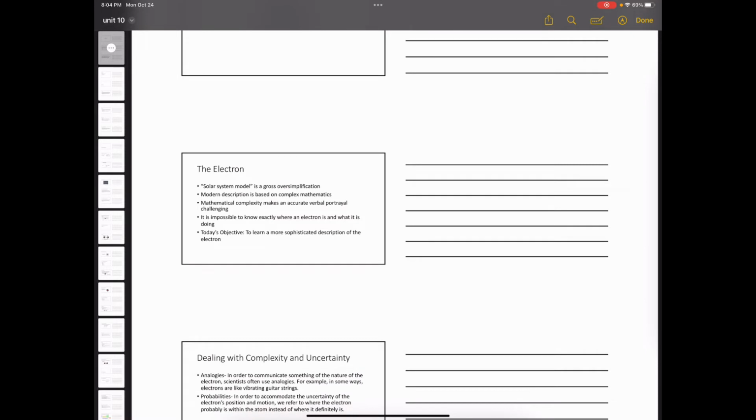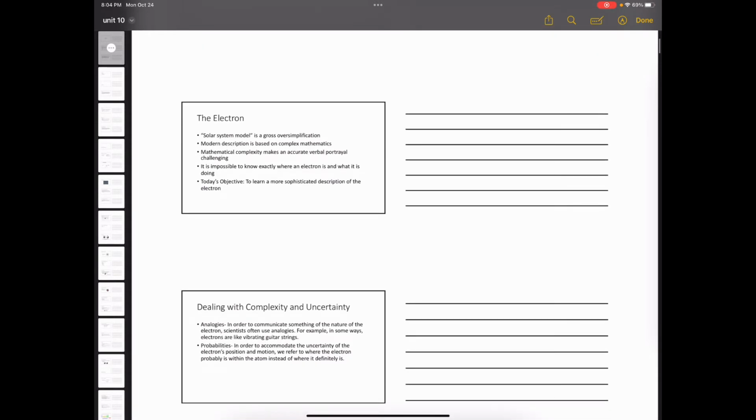Most of the modern description and most of the modern study of the electron is based on nuclear physics and complex math. The good news is that we're not going to focus on any complex math, nor go too deep into any nuclear physics. But our goal here is to expand our boundaries and try to understand the electron in more depth than what we have been talking about for the past several weeks.